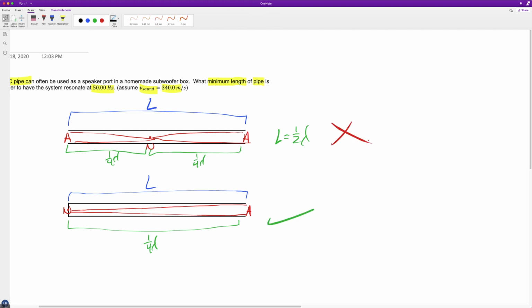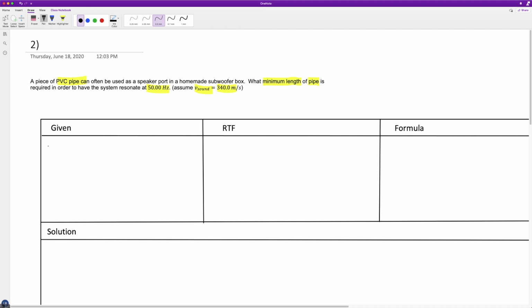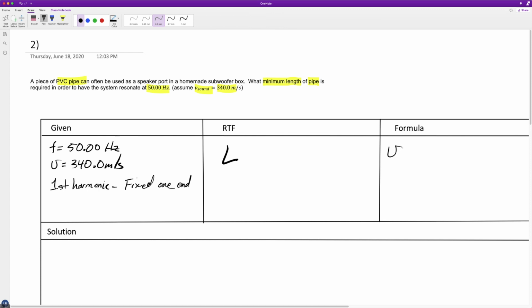This is a waste of money. All right, so let's solve it. So here's what we got. We know that our frequency is equal to 50 hertz. We know our wave speed is equal to 340.0 meters per second. And we have determined that we're going to use the first harmonic fixed one end, and we're looking for the length of pipe. So the formulas are as follows. V is equal to F lambda, and L is equal to 1/4 of our lambda.